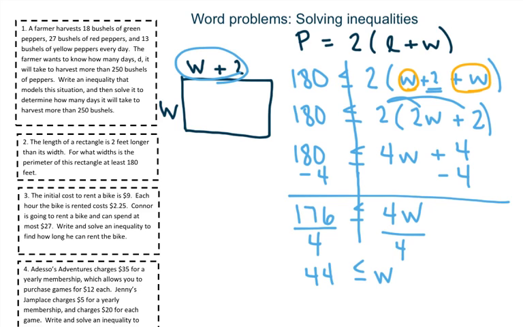So let's put this in a sentence. And the sentence I would write is the width must be at least 44 feet. It can be greater than or equal to 44. You could write it that way as well. Alright, let's move on to the next problem.